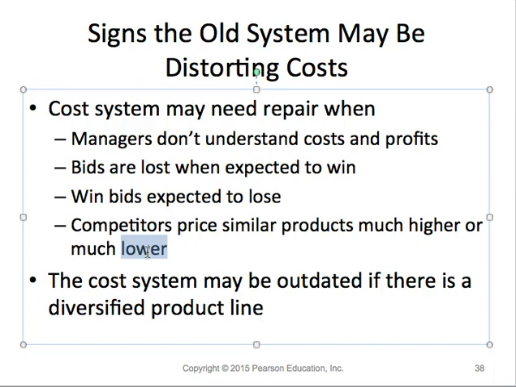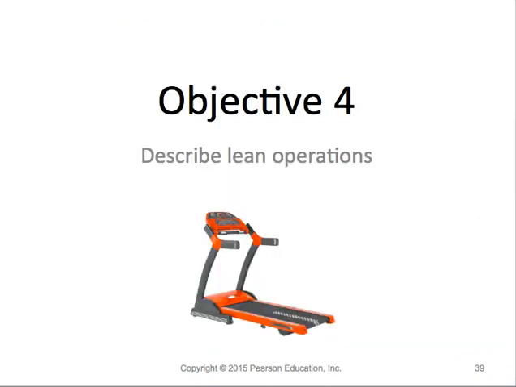The cost system may be outdated if there is a diversified product line. If you have diversity in your product line, it means you have different products, and different products may cost differently, so you need to account for that accordingly. So you want to update your system so that it can identify the real cost for each product in the product line. So the next objective is to describe lean operations.